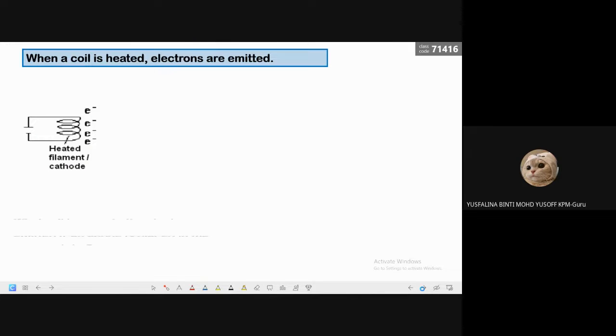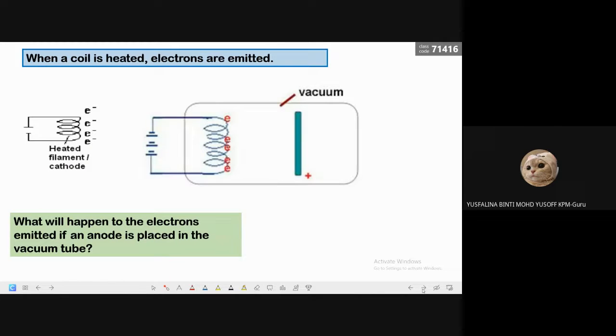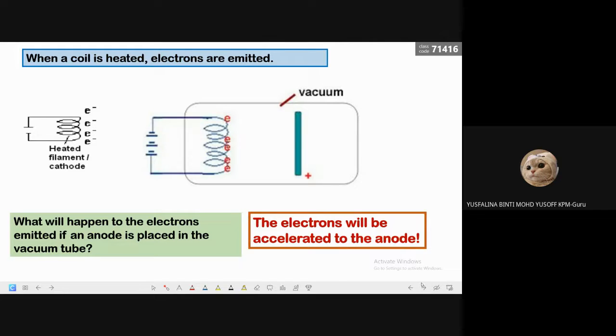Okay, so next we see what actually happens. What will happen to the electrons emitted if an anode is placed in the vacuum tube? You already know, of course, electron has a negative charge. So you put the anode inside the vacuum tube. What does it mean by vacuum tube? It means there is no air inside, so the electron can freely move without losing any energy.